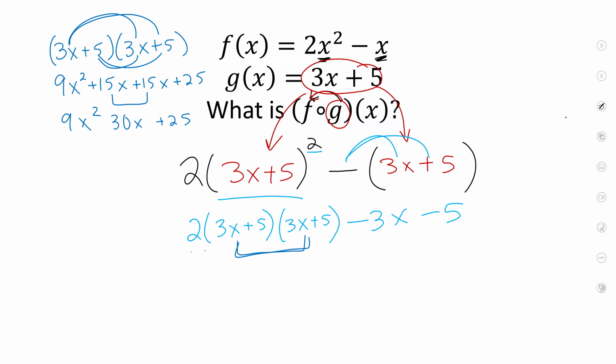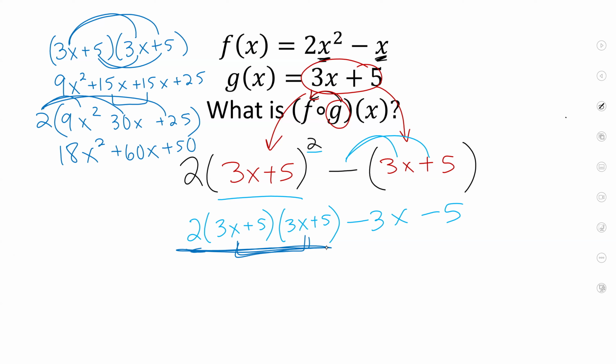And I'm going to multiply it by a 2, correct? Okay, so let's multiply this by a 2. This will become 18x squared, 60x. 2 times 25 is 50. So guys, this whole thing right here is 18x squared plus 60x plus 50 minus 3x minus 5.